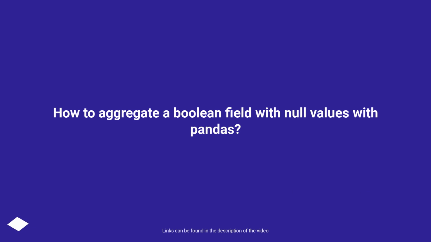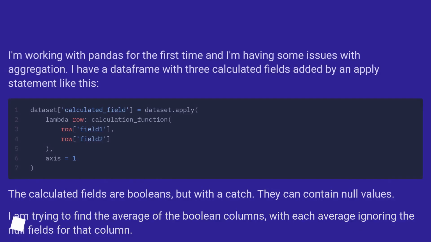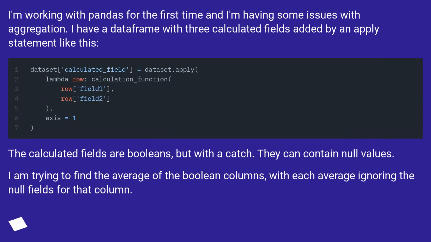How to aggregate a boolean field with null values with pandas? I'm working with pandas for the first time and I'm having some issues with aggregation. I have a data frame with 3 calculated fields added by an apply statement like this.